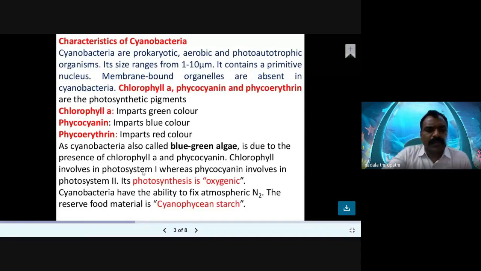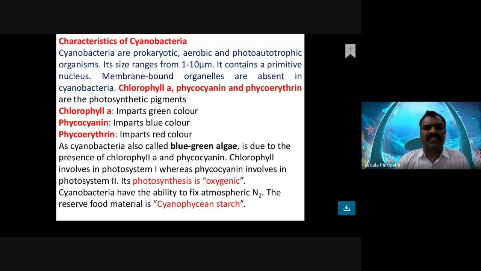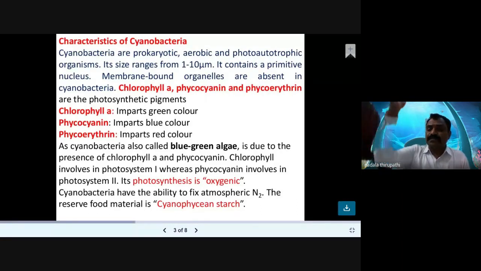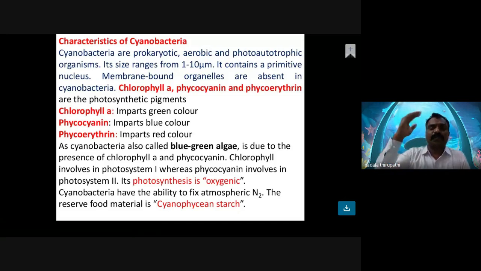Okay. So during photosynthesis, chlorophyll A acts as photosystem 1, along with phycocyanin acting as photosystem 2. And this photosynthesis is oxygenic, which means this organism, cyanobacteria, liberates oxygen during photosynthesis. Along with photosynthesis, cyanobacteria is also responsible for the fixation of atmospheric nitrogen. This is the most important area for the fixation of nitrogen from atmosphere to soil.